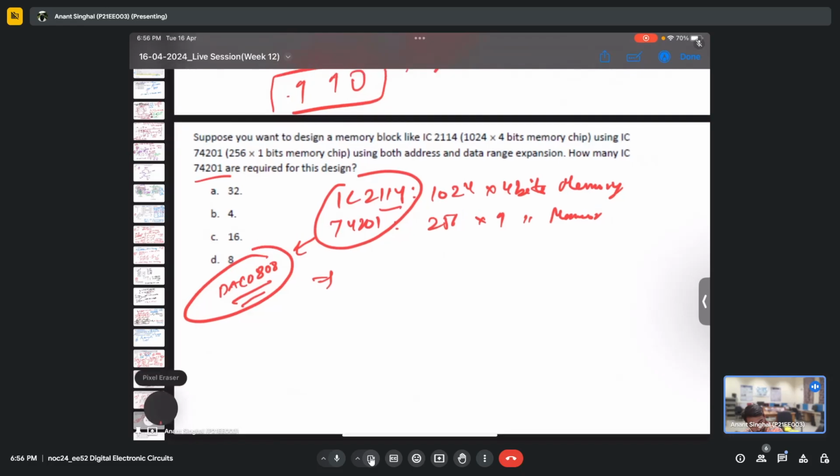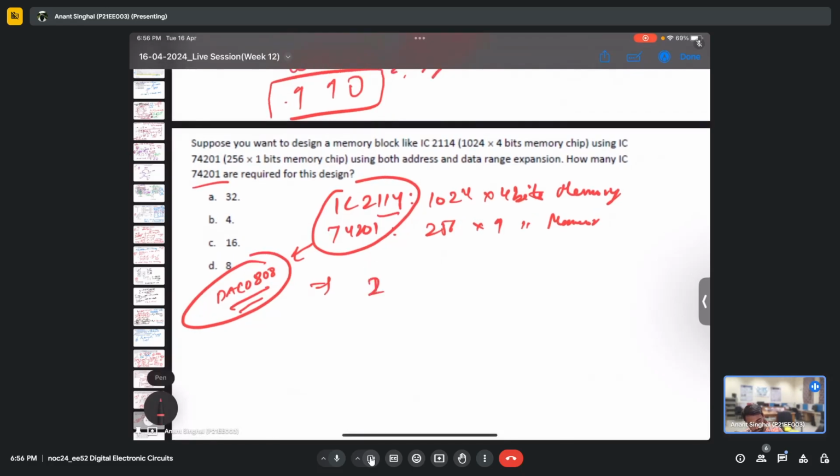So we'll again go with 1024, which is nothing but 2 raised to 10, and 256 is again 2 raised to 8. So we have a 4-bit here and we have a single bit here. So we need to be careful about it. So the answer will be here, not the answer. So we require 7 IC 74204 to have.